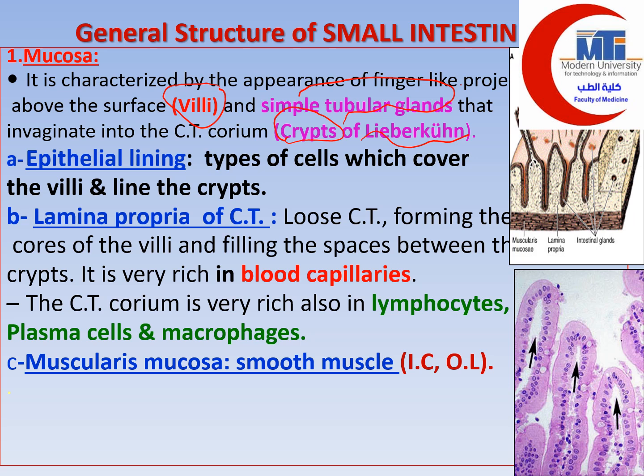This connective tissue is also very rich in lymphocytes, plasma cells, and macrophages. Is this logical? Yes, because of how we eat food. Maybe it is not cooked well, maybe it contains viruses or bacteria, so we need immune cells to defend the body. So the lamina propria here is very rich in blood capillaries, containing many lymphocytes, plasma cells, and macrophages. Finally, the third layer is the muscularis mucosae. It is smooth muscle arranged as a few layers of inner circular and outer longitudinal muscle.